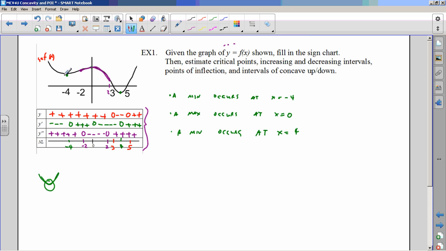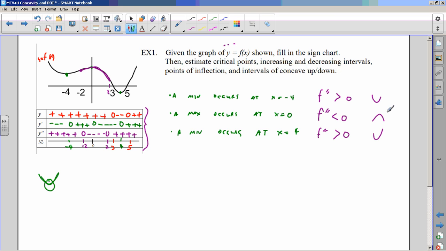Notice here, since it was in the middle of a smile, we know that the second derivative was greater than 0. Same thing over here, right? A critical point occurred at x equals 4, and the second derivative was positive. That means it must have been a smile. And the maximum occurs on the top of a frown. So the second derivative is negative, right?